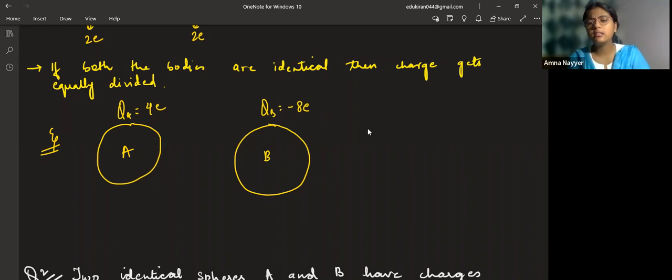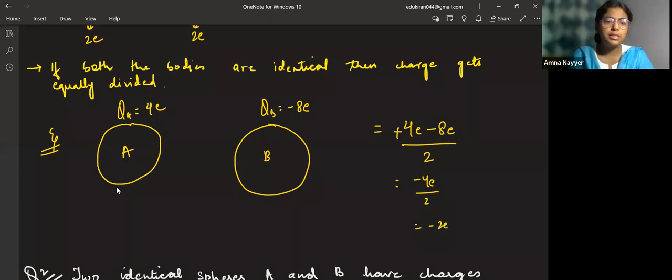So again, for this, add the total charges. 4e plus (minus 8e) divided by 2 for equal distribution. So that becomes minus 4e by 2, that is minus 2e. Means this will also receive minus 2e. This is how the transfer of electrons occurs in conduction.